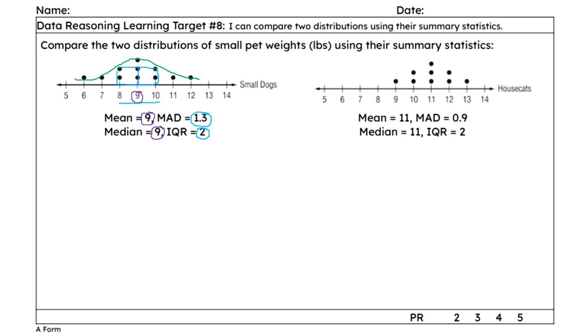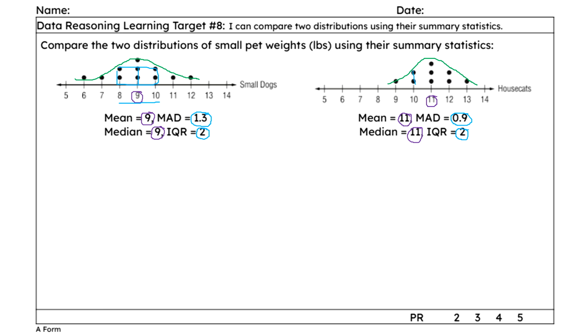Now let's take a look at house cats. For house cats, your mean and your median are 11. So that is a little bit higher than for small dogs. See, now we're already comparing. And the shape of this distribution is also approximately normal. It's a little bit tighter together, however, than for the small dogs. Small dogs are a little bit more spread out, which is why you see the measures of spread be a little bit less for the mean absolute deviation, and the interquartile range is about the same there.